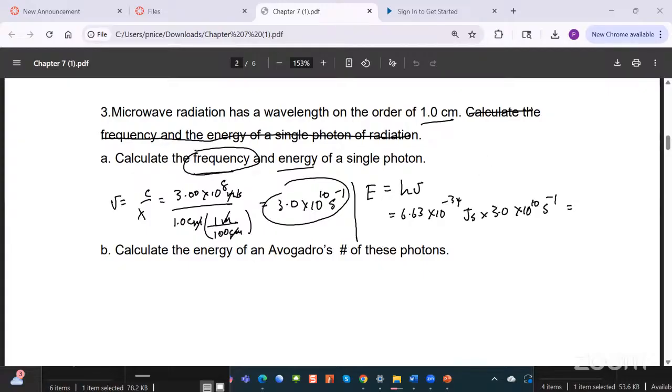And according to my calculation, now this I have to round off to 2 sig figs, which would be 2.0 times 10 to the minus 23 joules, because this will cancel out with this. All right? Okay, any questions about this one? Any questions?